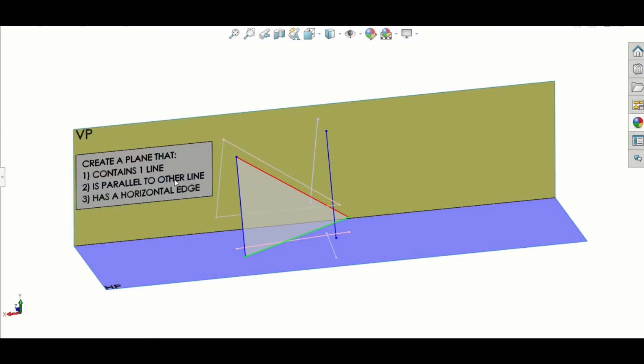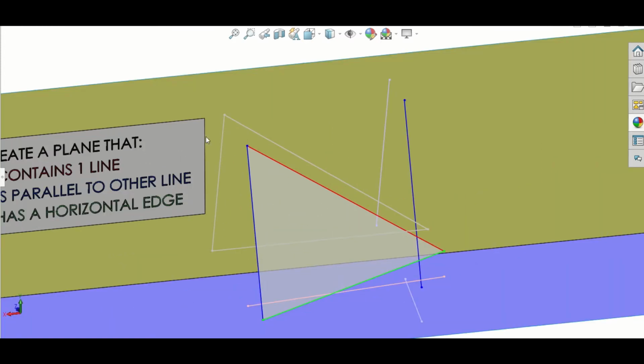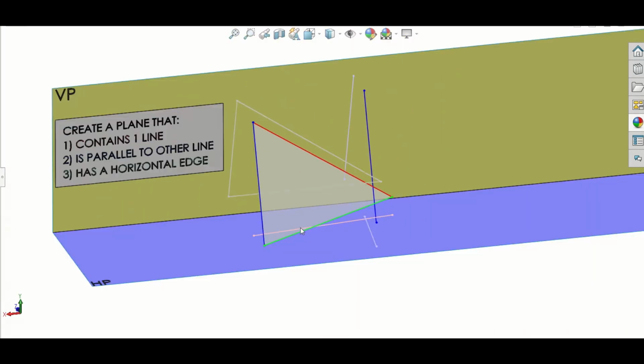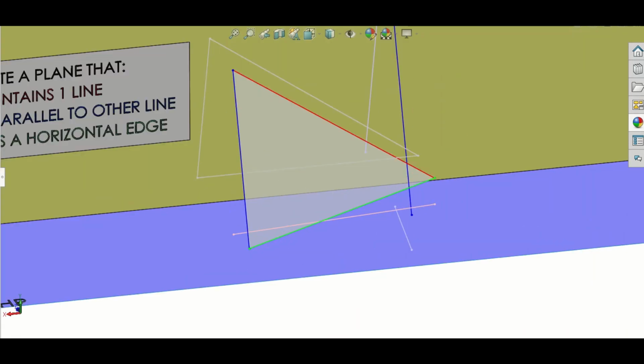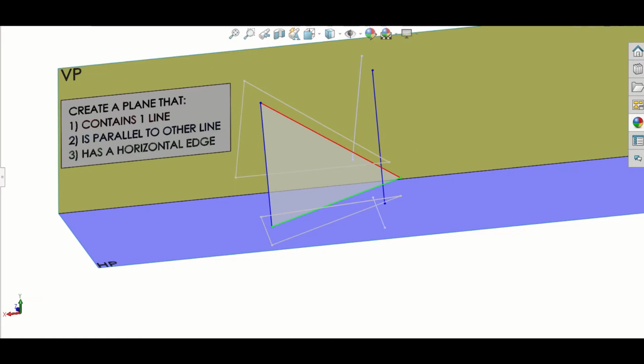In elevation, that's my plane. So containing the red line, parallel to the blue line, which is here, and horizontally across. And down in plan, I've much the same thing. I'm going parallel to the blue line until I find this point right here, of course, which is dropped down from the elevation and projected down to plan. And that's it.